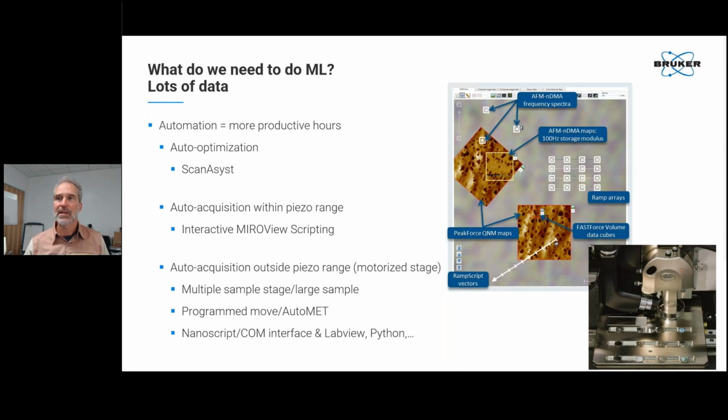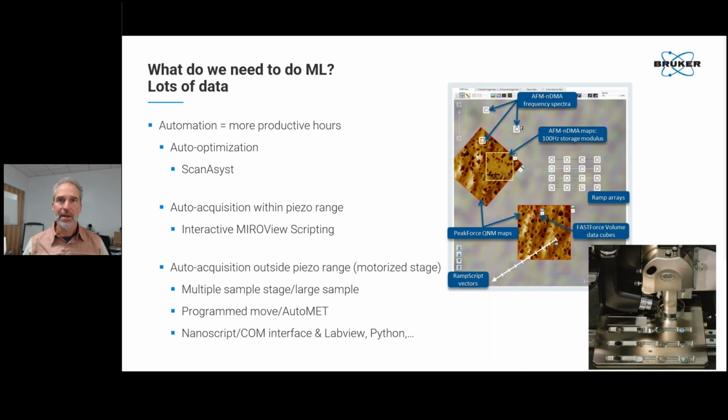Another way is to increase the number of productive hours available on the system. And this usually comes down to reducing the need for human interaction and increasing the automation. So methods like auto-optimization of parameters for scanning, like our ScanAssist function, that's one way to adapt that and make it faster.